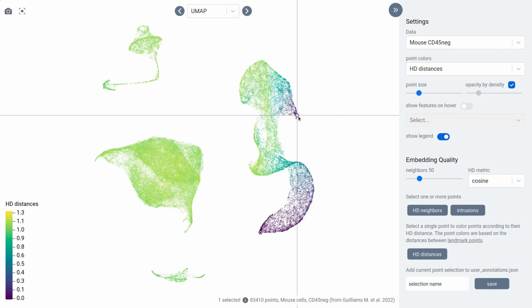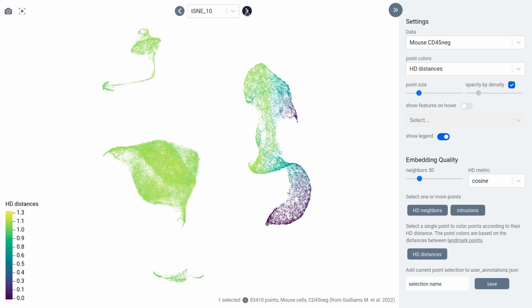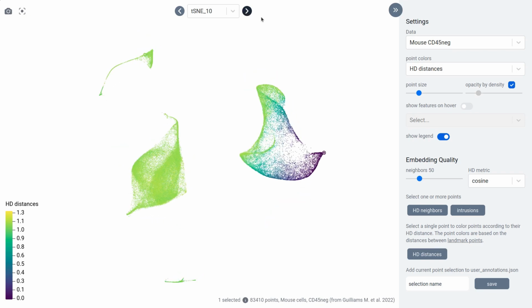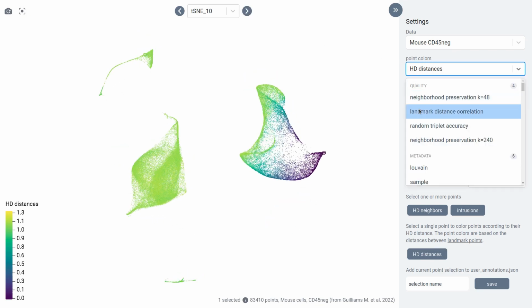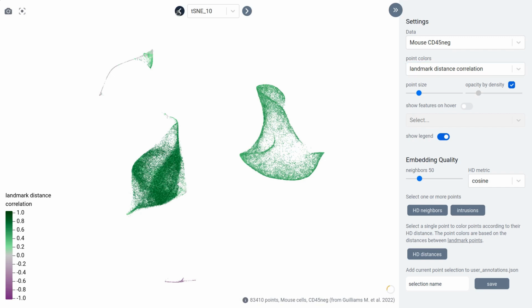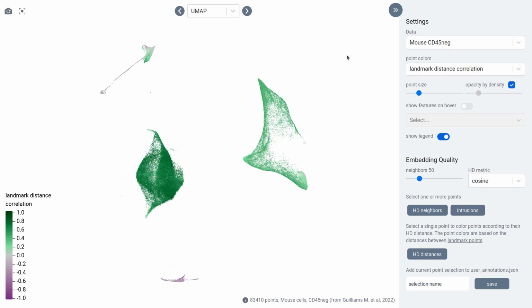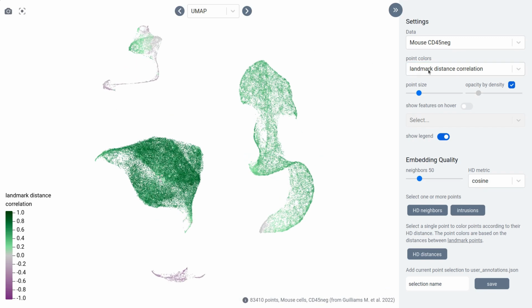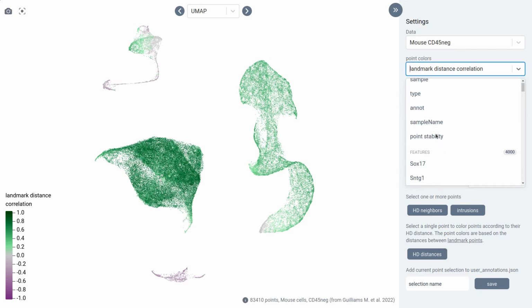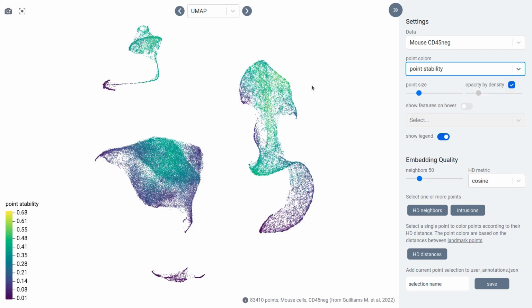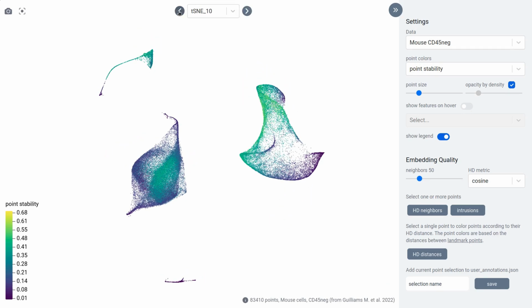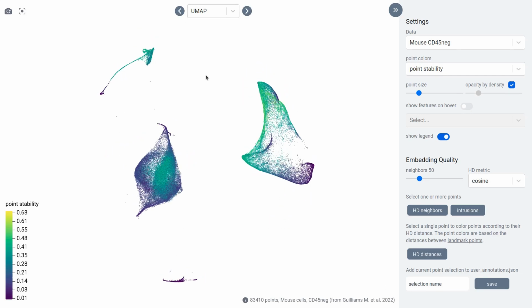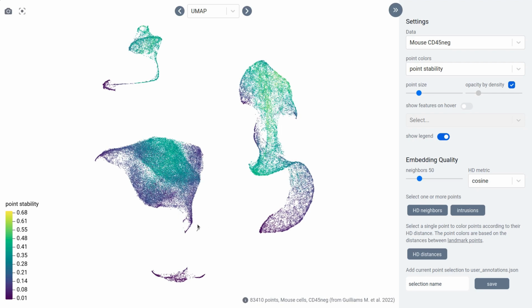When we move to a different embedding, we notice that they move closer together and the distance rank correlation improves. We can also color the points according to their stability across all the embeddings. Points that are less stable are likely to change their local or global position between two representations. For instance, we can spot that the ends of this cluster move a lot.